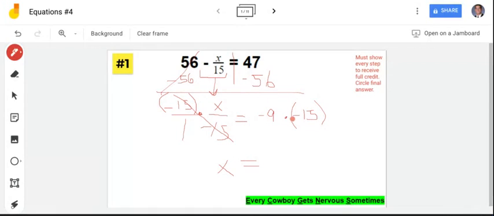Well, same signs. I'm not going to say same signs add because I'm multiplying. I would say same signs positive, different signs negative. So because they have the same sign, I'm going to have a positive answer. So what's 9 times 15? That is 135. So x is equal to 135. Circle my final answer. Everything you see here on the screen is showing every step of your work. You must show every step to receive full credit.